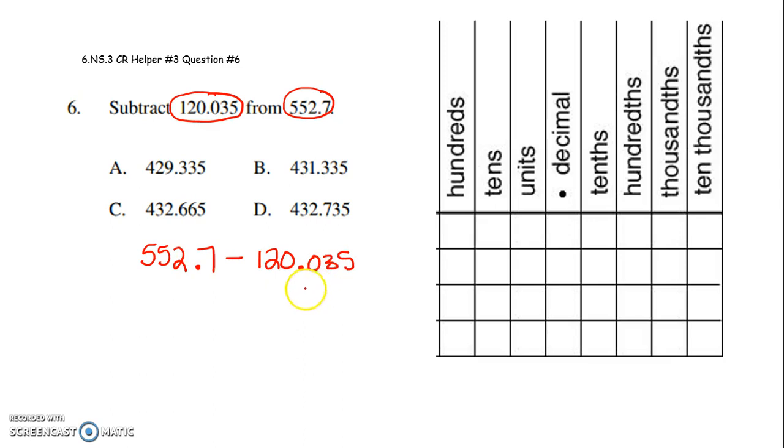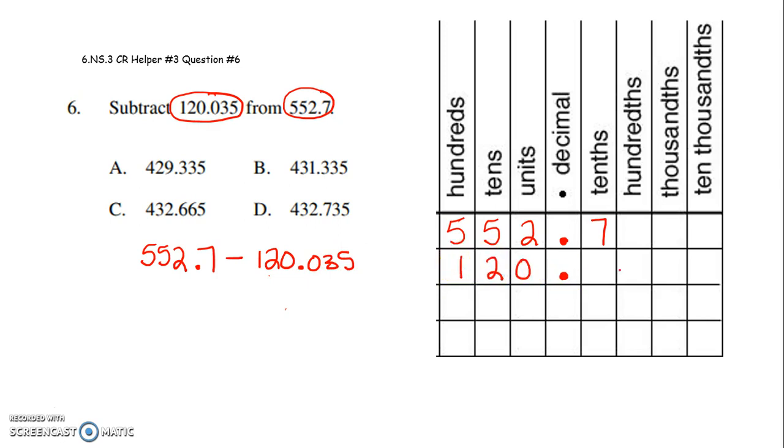All right, another strategy I use is a place value chart. If I'm unsure how to line up these numbers in order to subtract them, I use my place value chart. Because to subtract decimals, you must line up place values. So here, 552 and 7/10 would be written this way. And 120 and 35 thousandths would be written like this.